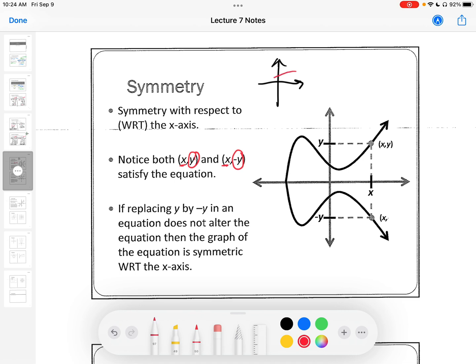So say we had a function that looked like this here, okay? Is that function symmetric with respect to the x-axis? Some of you are probably saying no because it's a little shaky there, but yes, that would be a function that is symmetric with respect to the x-axis, okay?